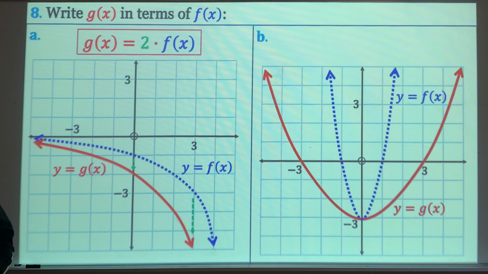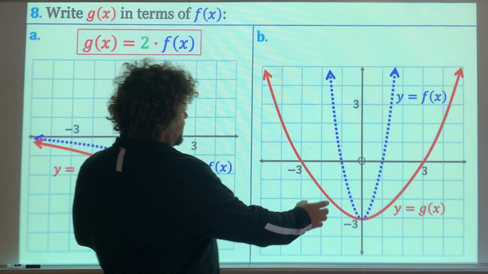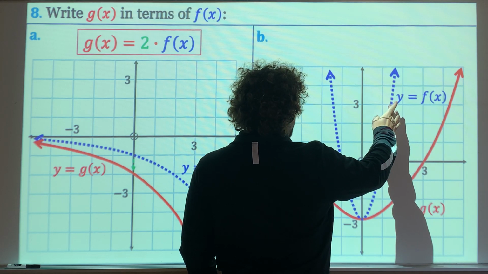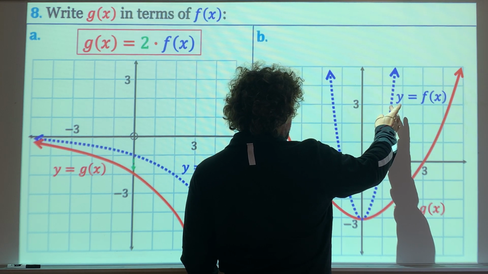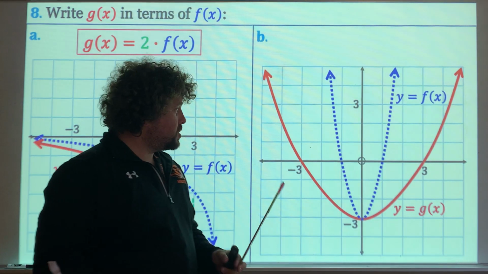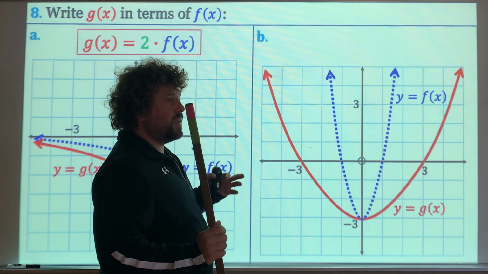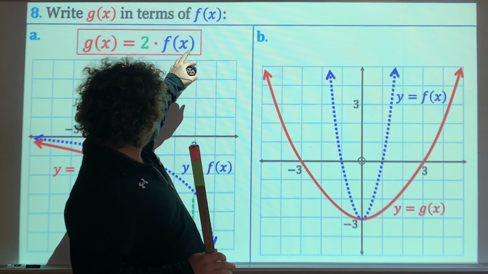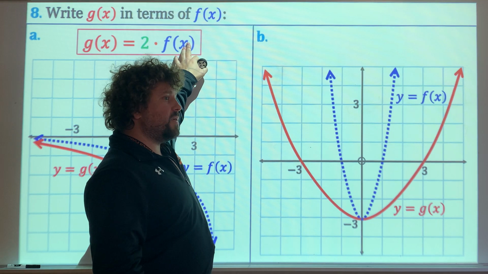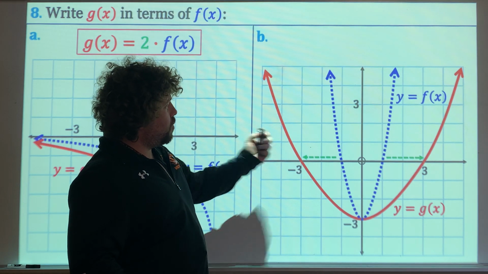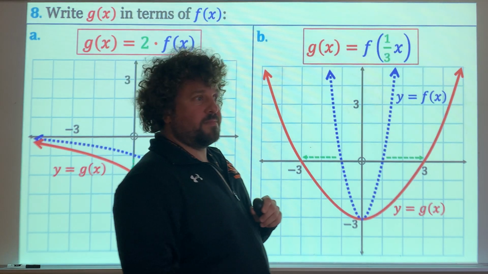That one, everything vertically stays the same, but it looks like horizontally I'm switching. Originally I was here with these points at 1s, and now they're at 1, 2, 3. Originally this point was at 1.5-ish, and now it's at 1.5, 3, 4.5. So what am I multiplying these by? I'm multiplying it by 3. It has a scale factor of 3. Since the scale factor is 3, the inside is not going to be 3. The inside is going to be 1 over the scale factor. So it's going to be 1/3. g of x is f of 1/3 x. Okay.